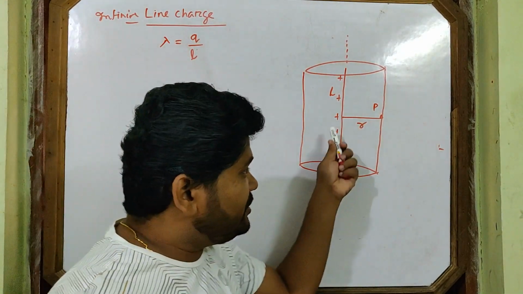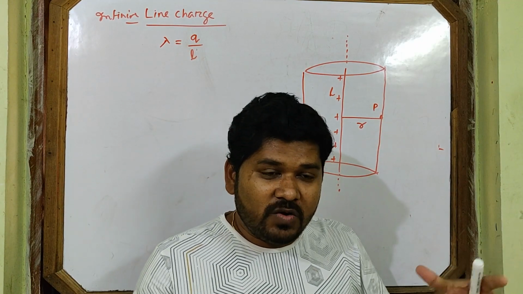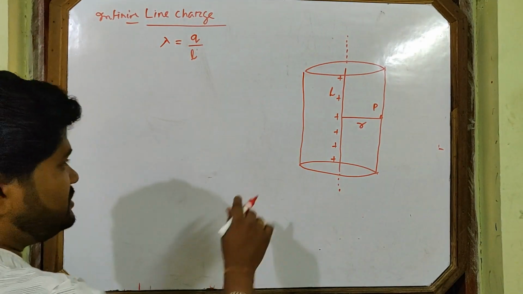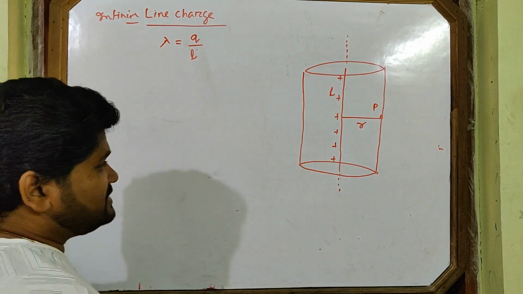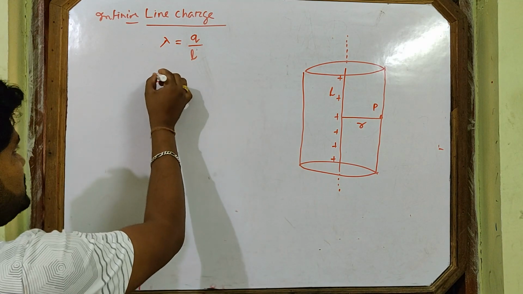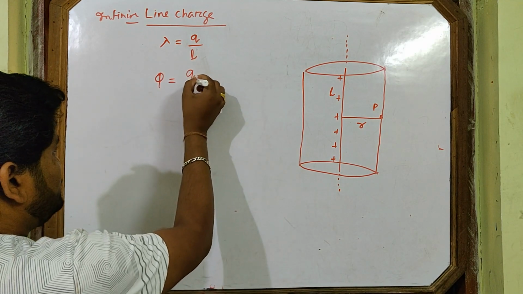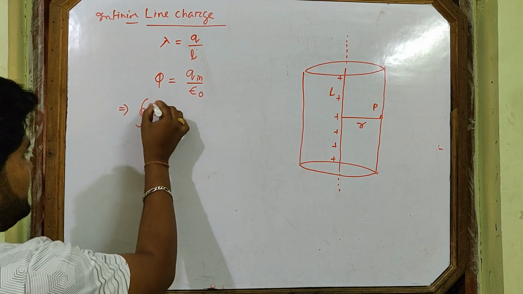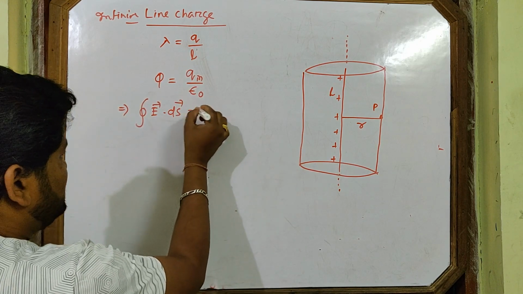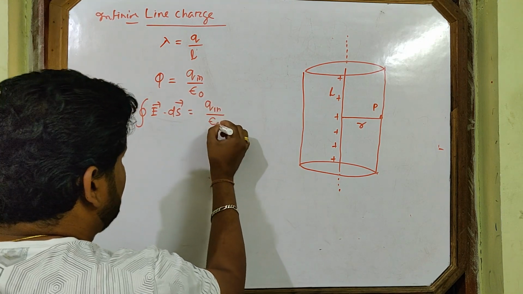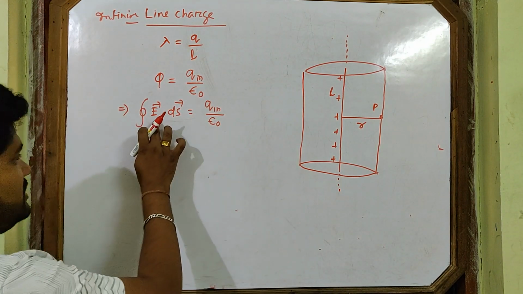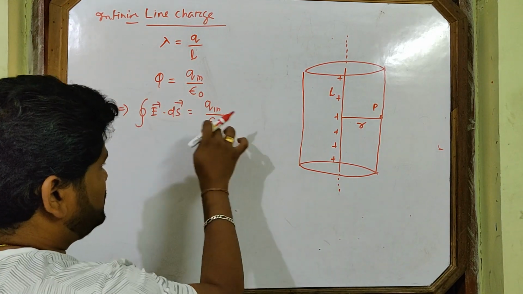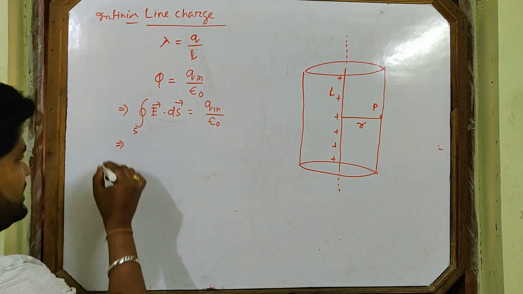How much charge contributes to intensity there? You have to enclose it by the Gaussian surface. Now see, this is our cylindrical Gaussian surface. So using Gauss law, phi equals Q in by epsilon naught. What is phi? The integral of E vector dot dS vector equals Q in by epsilon naught. I have told you to give this closed symbol only when you use Gauss law. Then this is a surface integration.